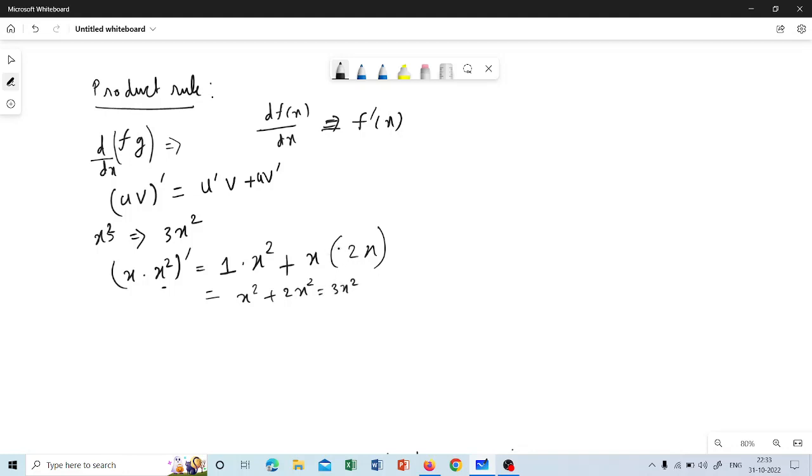But as you see, for x cube there is no need to apply the product rule. I can apply it, and I am showing it because it is easier to understand, but we have a direct result. In the case of x power n, you know that the derivative is n into x power n minus 1. This is a quite common derivative.